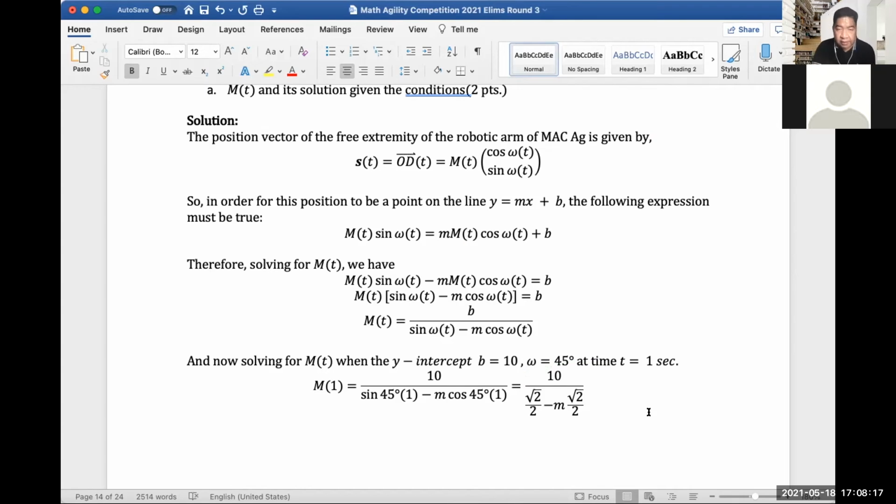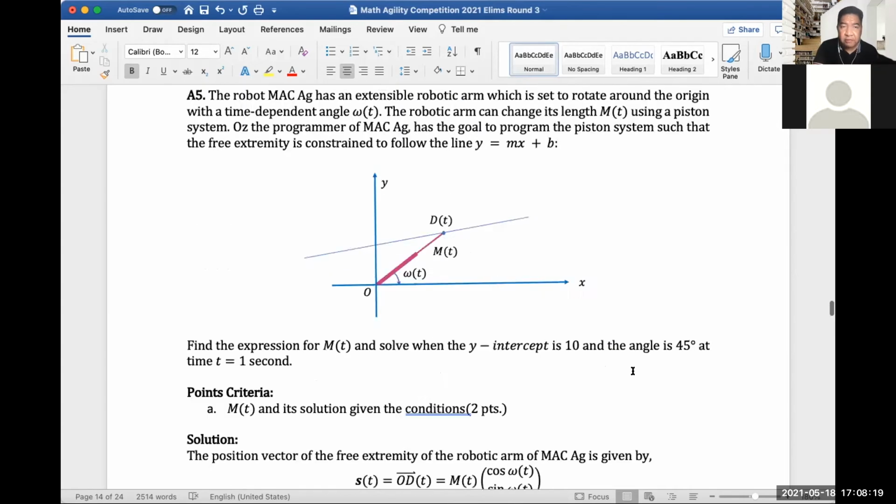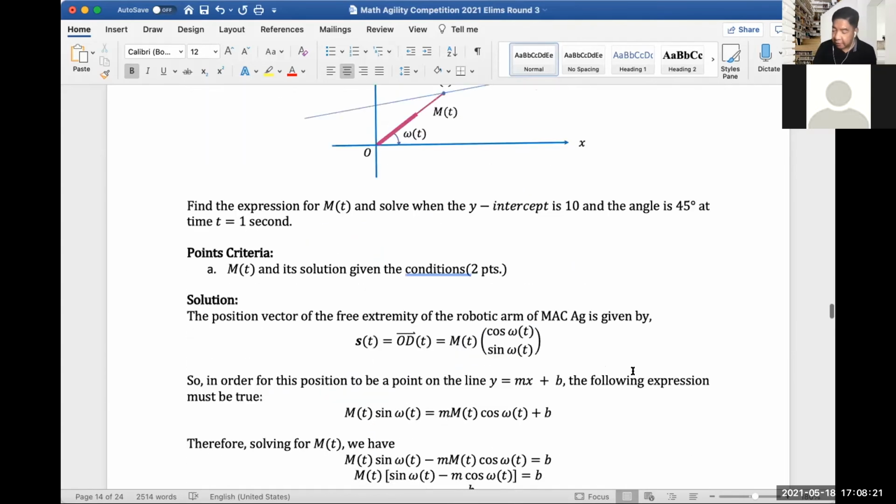Okay, so that is actually question number 5 for the average round. So again, let's pause for a break before we proceed with the difficult problems.